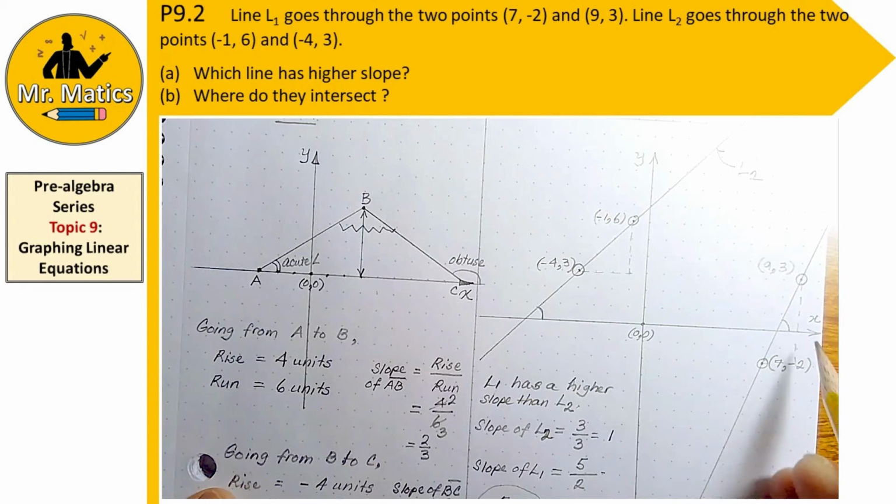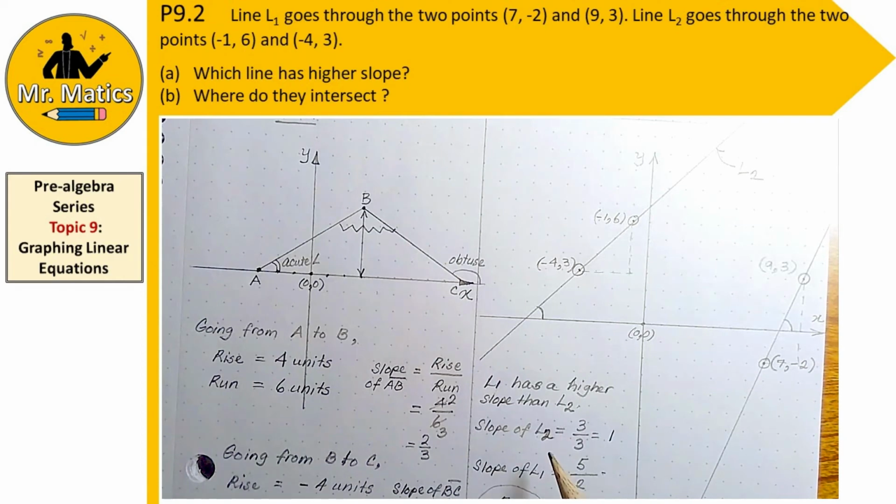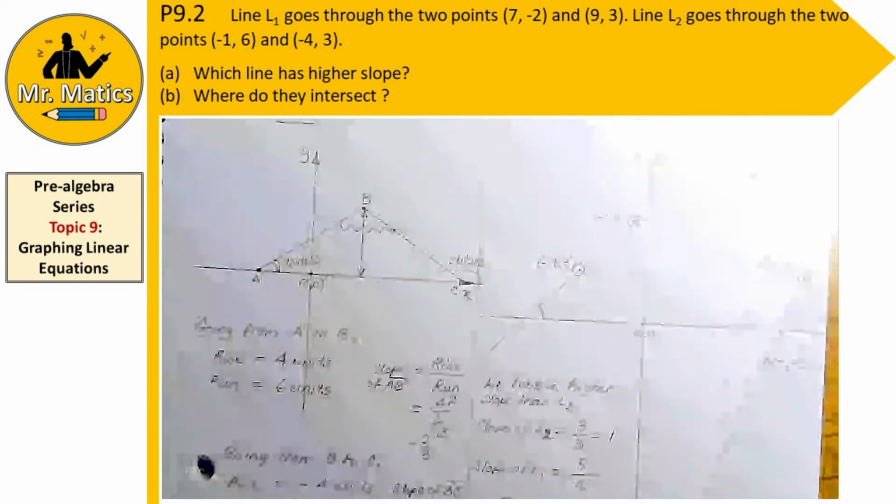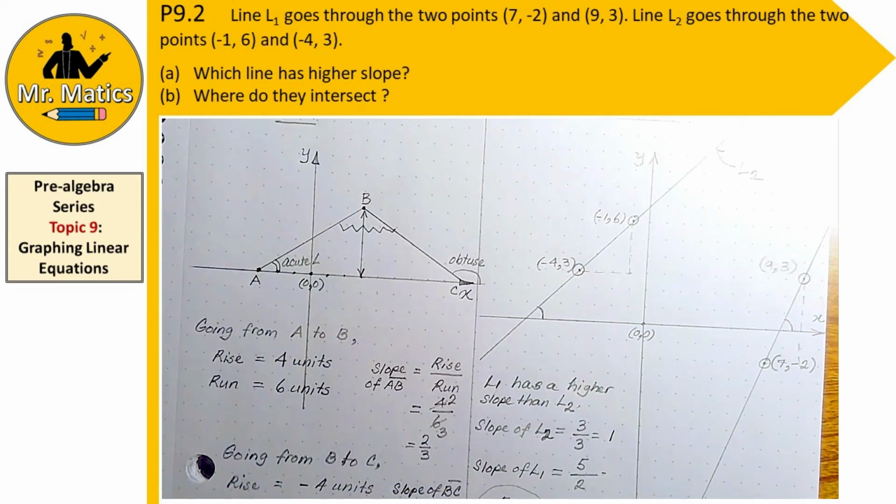So looking at the angles, we can say the line L1 is steeper or has a higher slope, and also looking at the values of slope, we can also say that the line L1 has a higher slope. So that is your answer.